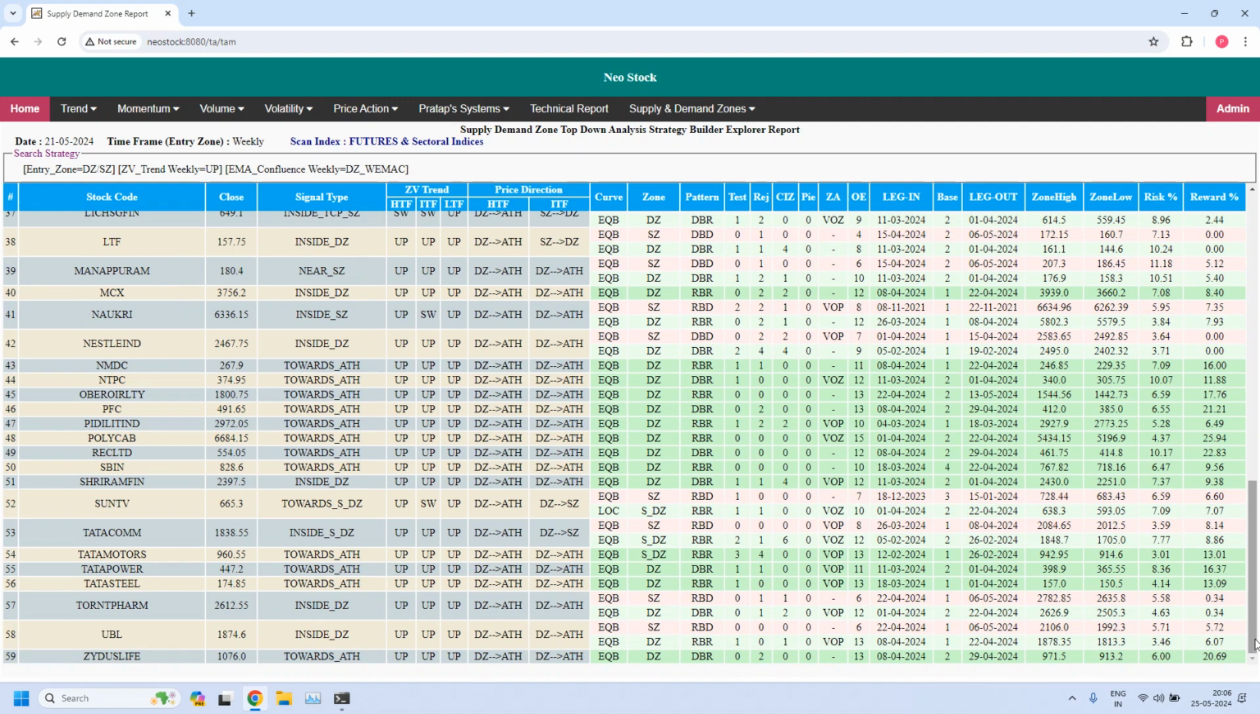So what is this? The weekly trend is uptrend. Because we selected the entry time frame as weekly, the software will consider that by default as the LTF time frame. So focus on the LTF trend, that is the weekly trend. Here ITF will be considered as monthly and HTF will be considered as quarterly. But anyway, we are focusing on the weekly trend. In all the stocks we have uptrend. But the list is very big, so we will add one more filter.